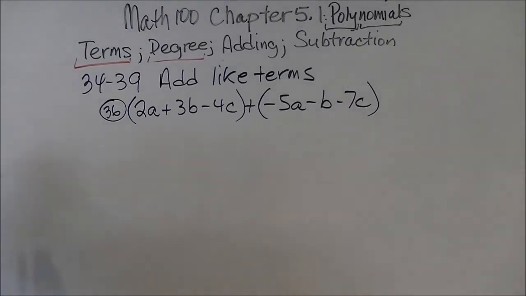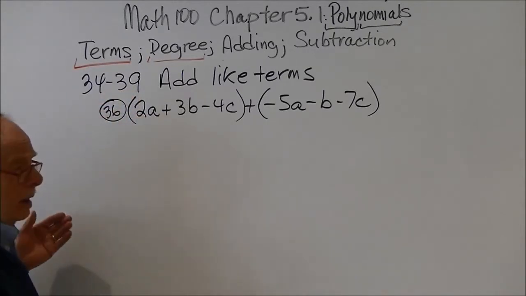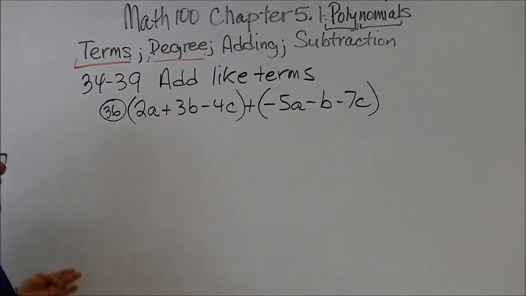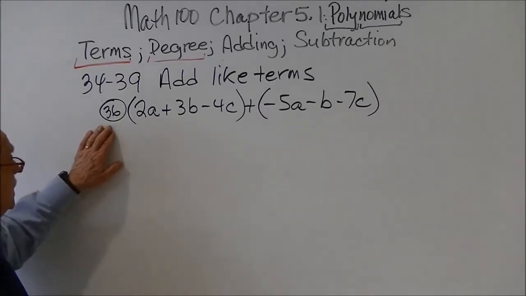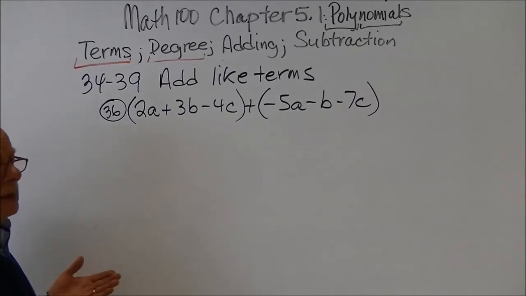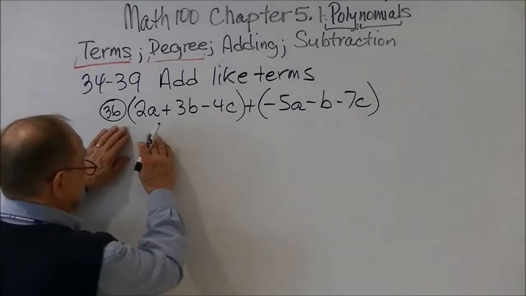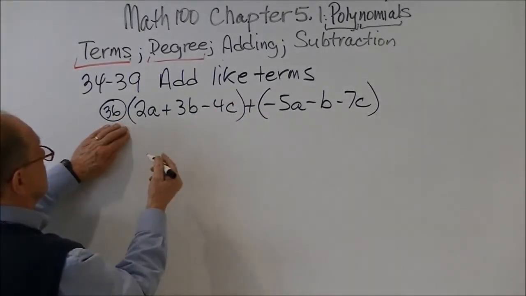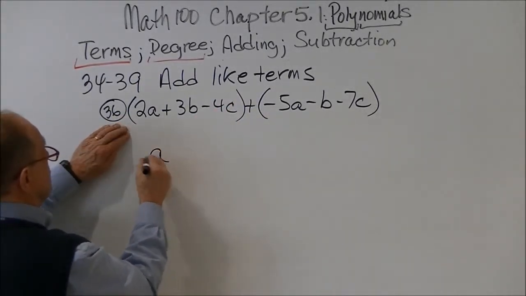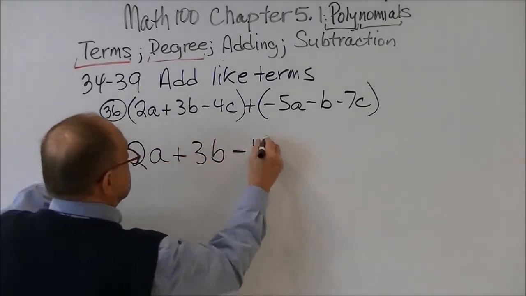Now examples 34 to 39 are all combining like terms, adding. Now what I'm going to illustrate with 36 is just a method that might be very useful for you in adding like terms. And that is, change it from horizontal to something vertical. You'll see what I mean. So 2a plus 3b minus 4c.